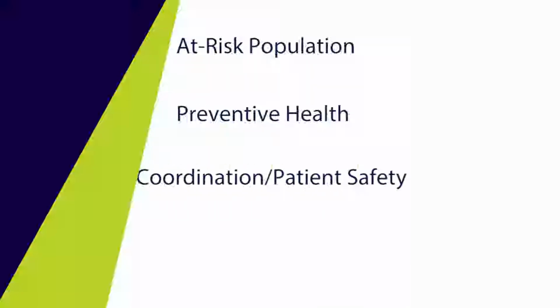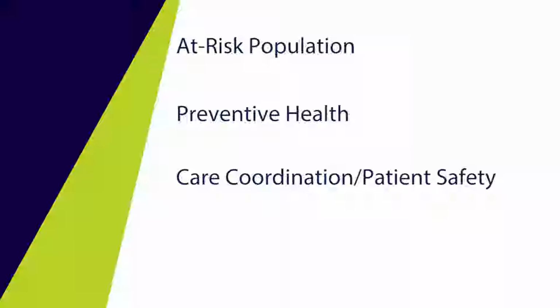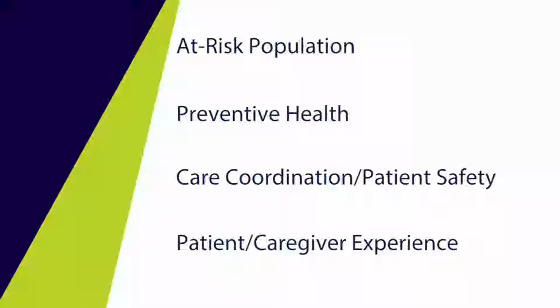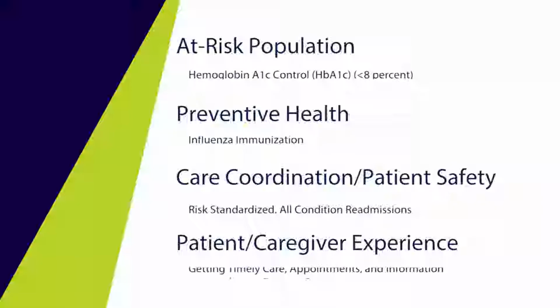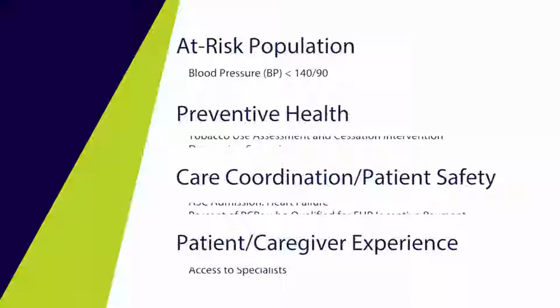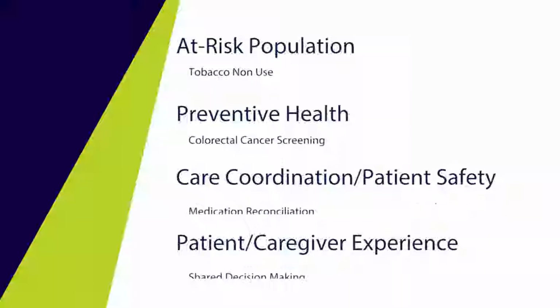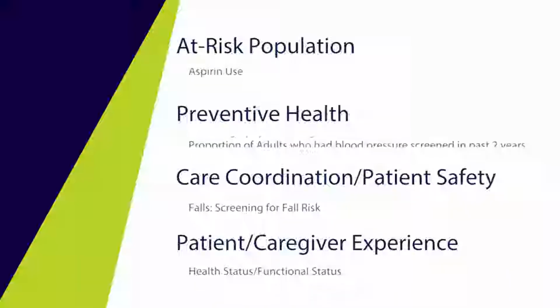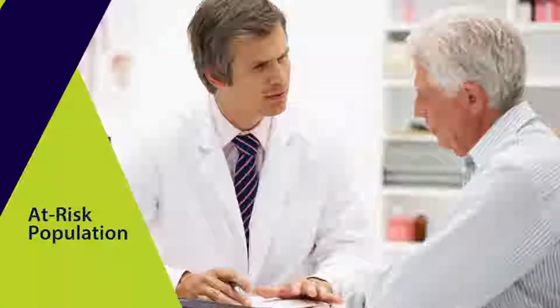Many ACO domains and measures have carried over from previous years. Some have been retired and others added. Despite these changes, the 4 domains of at-risk population, preventive health, care coordination, patient safety, and patient caregiver experience form the framework for the 33 ACO measures. This module is designed to keep you current on the measures and share best practices to help you be more successful. Let's get started. First up, your at-risk populations.